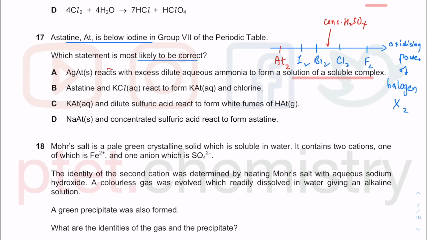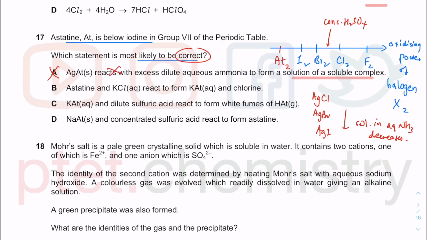That is not going to be true because we know that for AgCl, AgBr, and AgI, the solubility in aqueous ammonia will decrease, because only the silver chloride dissolves in dilute aqueous ammonia to give you a colorless solution. The cream precipitate only dissolves in excess concentrated ammonia, and the silver iodide doesn't dissolve in ammonia at all, whether dilute or concentrated. So therefore, we expect the silver astatide to be even less soluble in aqueous ammonia.